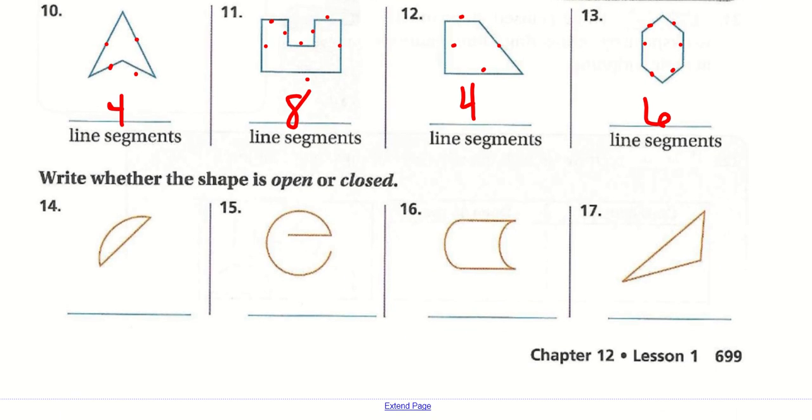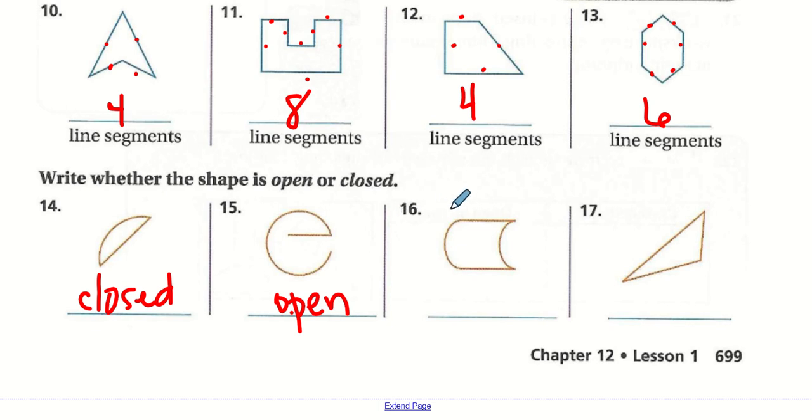For 14 through 17, we're writing if they are open or closed again. So we're looking for little gaps or openings, or if all the lines are connected. Okay, so when we look at 14, we can see all the lines are connected. There's no gap, so that one is a closed shape. Okay, when we look at 15, I can see there's a gap right here where I can get in. All the lines are not connected, which means it is an open shape.